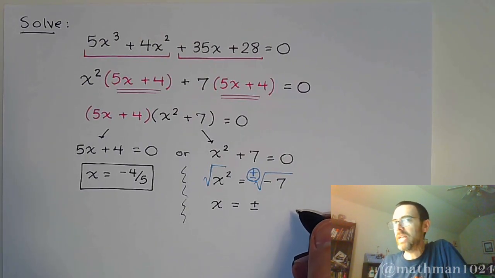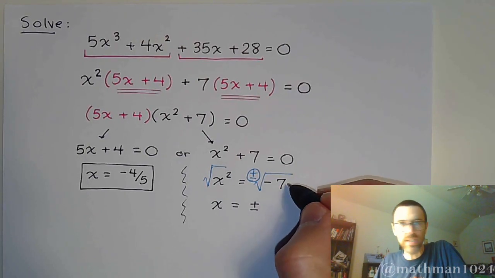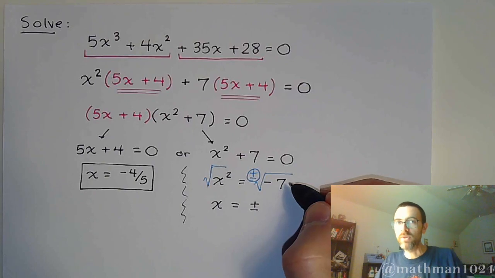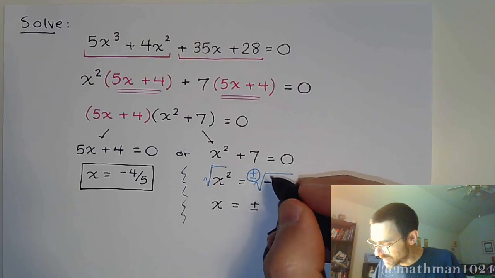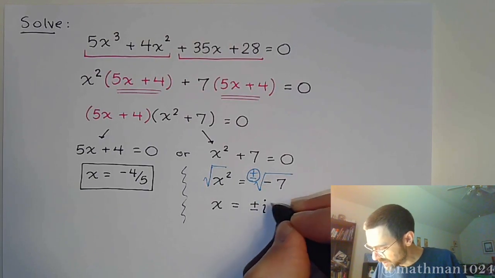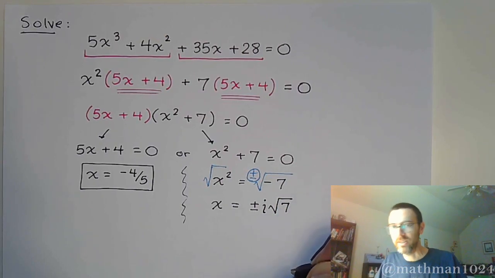It's very tempting to say 7i, but we need to remember that the square root of 7 is not 7. The square root of 7 doesn't contain a perfect square factor. It's only this negative that's going to come out as an i, and the 7 stays inside like that.